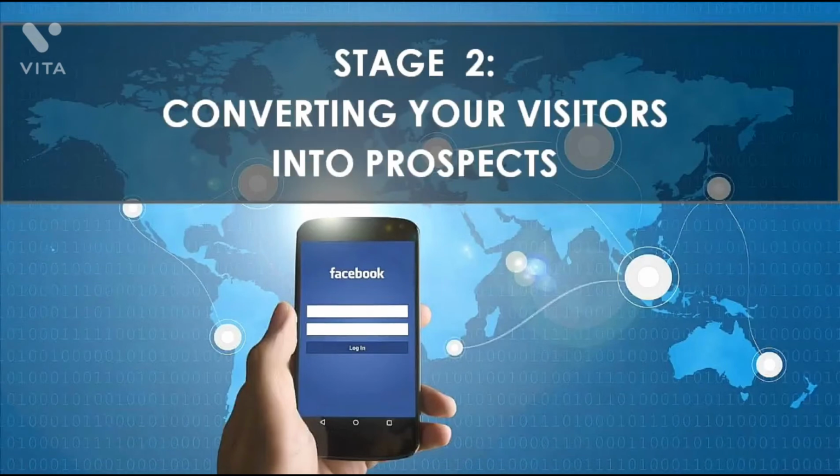The second stage is converting your visitors into prospects. Here you offer something of value in exchange for their name and email address. This is, again, to build your mailing list, which in turn builds your online business, because the rule of thumb for any online business is that if you do not have a list, you don't have a business.